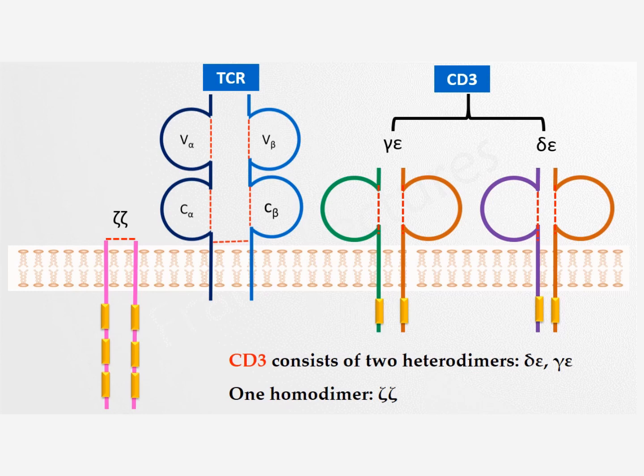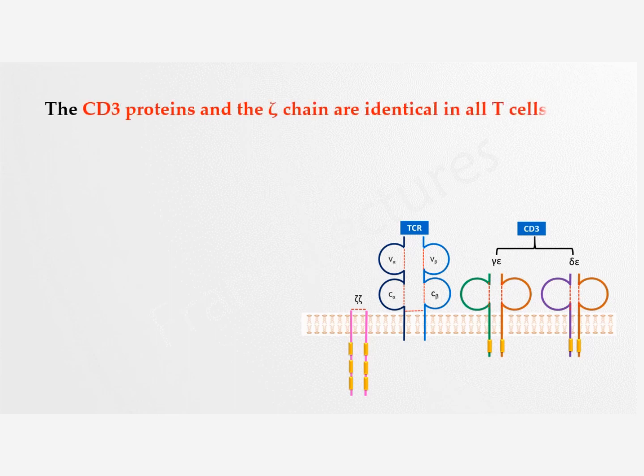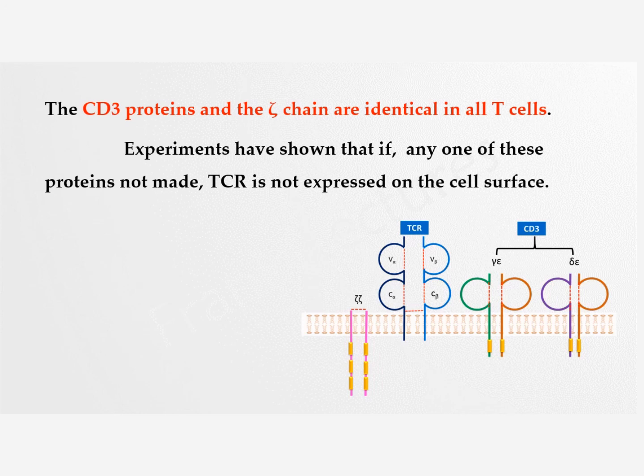So, here you can see the whole TCR complex on the cell surface of a T cell. The CD3 proteins and the zeta chain are identical in all T cells. It is important to note that the whole complex of proteins, that is, alpha beta of the T cell receptor and gamma, delta, epsilon, and zeta, is transported to the cell surface as a unit. Experiments have shown that if any one of these proteins is not made, the TCR is not expressed on the cell surface.